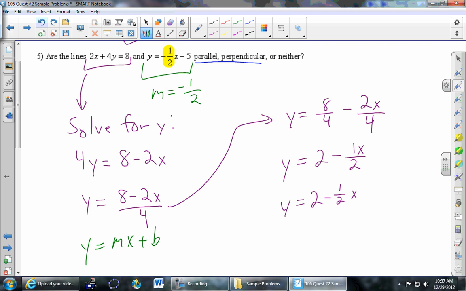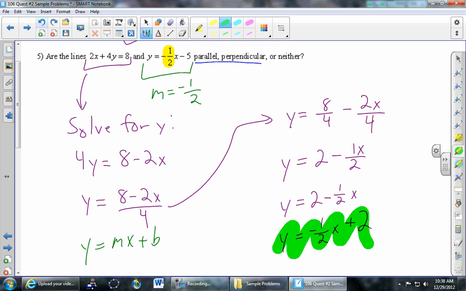And then finally, again trying to get it to look like the green, we'll swap these two terms. So I'll put my negative 1/2 x first. That 2 is positive, so we've got to invent a plus sign to put in there. So finally, after all that work, this equation is now in the mx plus b form. It's equivalent to what I started with, but now it's something useful to me.